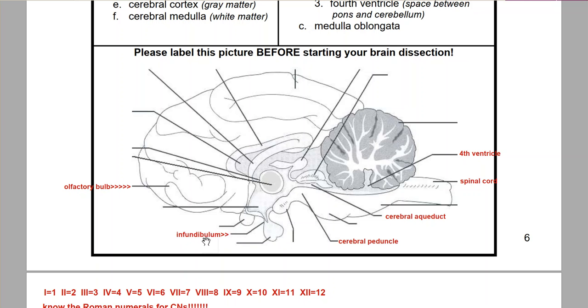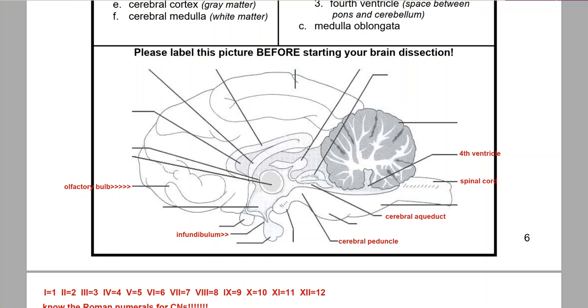A lot of people miss that one, that little line. And then here, location-wise, I just labeled the cerebral peduncle for you because some people get confused about what they're pointing at there. And then I also labeled the cerebral aqueduct. So that's a watery passage that connects the watery third ventricle to the watery fourth ventricle. Everything else should be pretty self-explanatory.